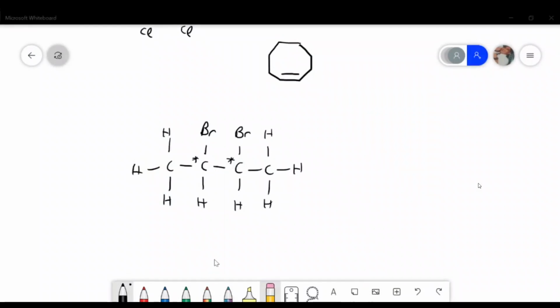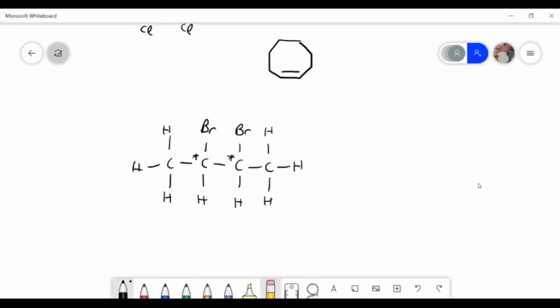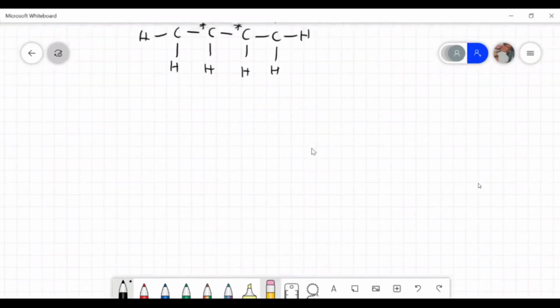But in this case, how many stereoisomers does this molecule actually have? The maximum possible we know is 2 to the power of n, which is 4. But how many can this molecule actually have? What's the actual number of stereoisomers that this has? 3, yeah. That's because for one of the isomers, its mirror image is identical, and because of that, you get a meso compound. If you don't know what I'm talking about, just draw it out.